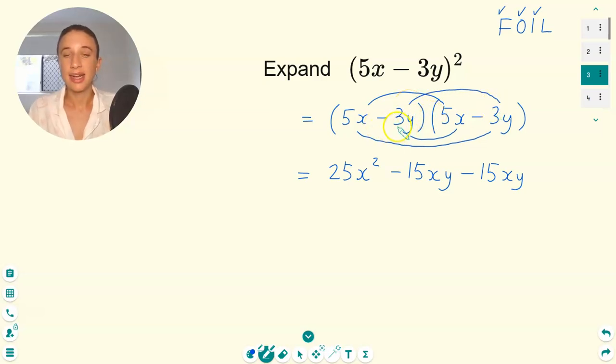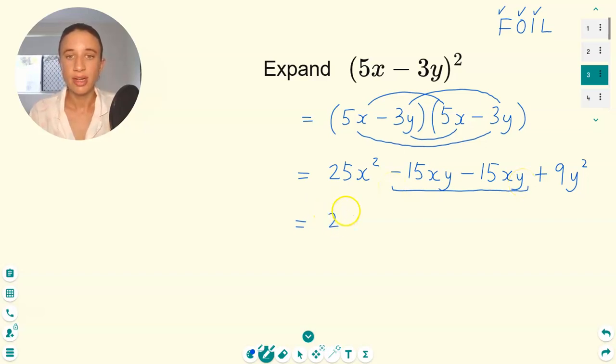And then we have got our last terms multiplied by each other. Now, taking the sign out the front, negative 3y times negative 3y. Well, a negative times a negative is a positive. So positive, then 3 times 3 is 9. Y times y is y squared. And then we ask ourselves, have we simplified it fully? Are there any like terms? Yes, there is like terms in the middle here, and we need to take that sign out the front.